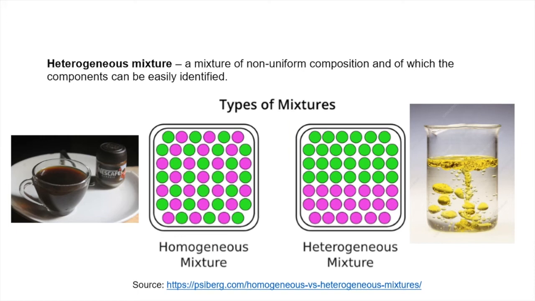Let's now define and look at a few examples of a heterogeneous mixture. We say that a heterogeneous mixture is a mixture of non-uniform composition and of which the components can be easily identified. To make better sense of this, we're going to start off by comparing a homogeneous mixture to a heterogeneous mixture. On the left-hand side, we have a homogeneous mixture.